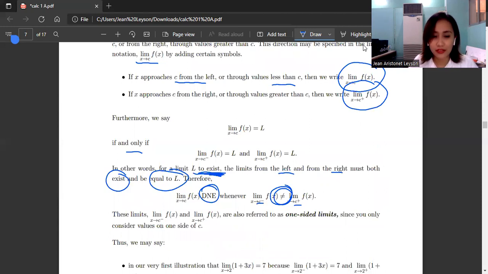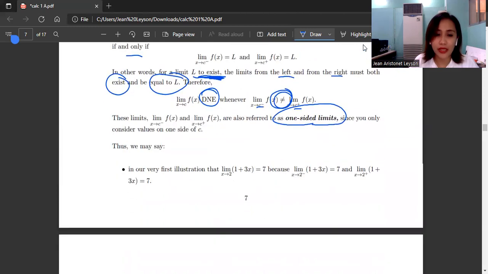These limits, the one from the left and the one from the right, are called one-sided limits, since you only consider values on one side of C. So thus we may say, in the first example earlier, our limit was 7, since both from the left and from the right side, we got a limit of 7.